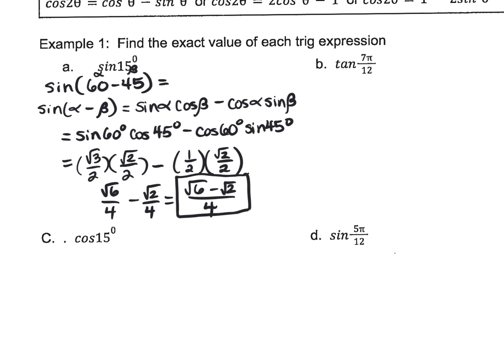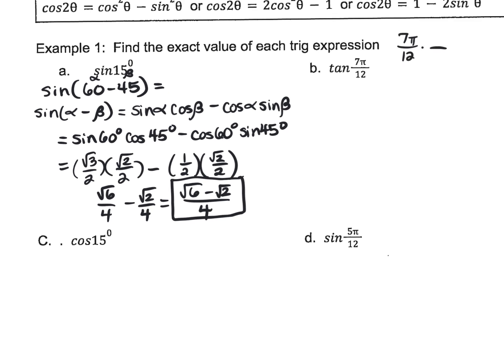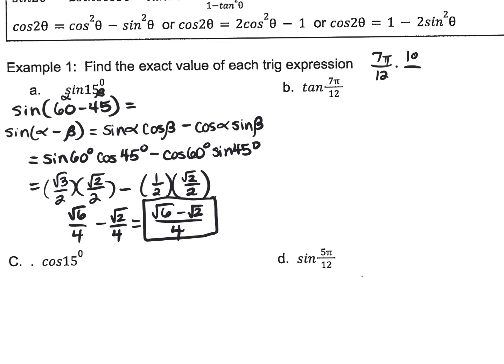Guys, these are easy. You're given the formulas. Just write out the formula, figure out what alpha and beta are, and plug in. Now, tangent 7 pi over 12. These are hard to do in radians, so I highly suggest the first thing you do is switch them from radians to degrees. So let's do that. 7 pi over 12, what do we multiply by to get it into degrees? 180 over pi.